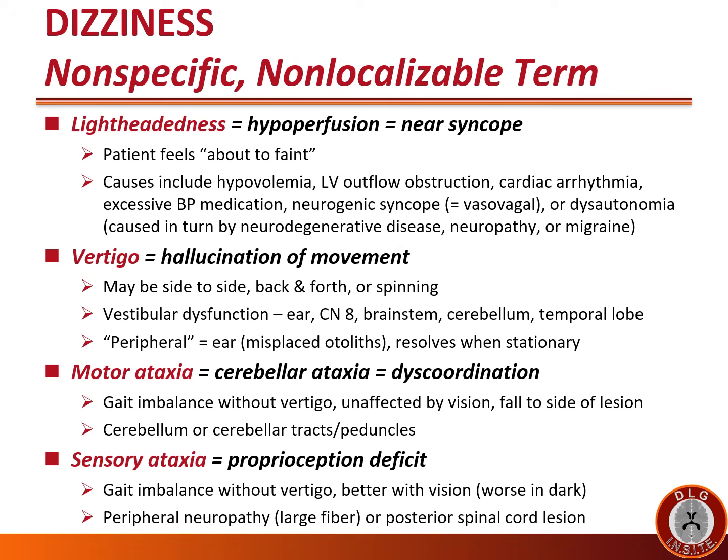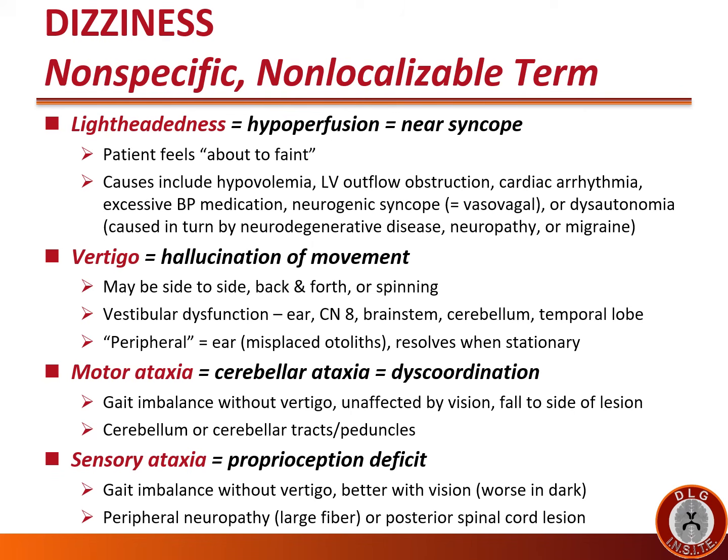There's another kind of ataxia called sensory ataxia, which really is a proprioception deficit, but the patient will have the same kind of gait imbalance without vertigo that a patient with cerebellar problems has. But the difference is that their deficit gets better with vision, or maybe worse in the dark. So in other words, they tend to fall when they go to the bathroom at night, or in the movie theater, or when they close their eyes in the shower. Those are the times. Otherwise, they're okay. Why? Because they're using their vision to overcome their proprioception deficit. Vision does not overcome a cerebellar deficit.